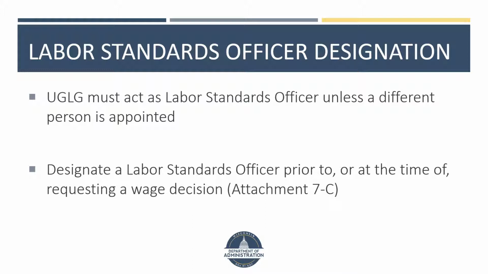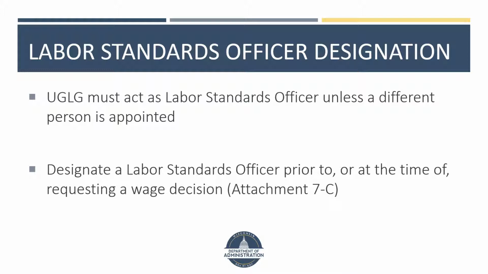If a labor standards officer is not designated, the UGLUG must serve in that capacity by default, and the responsible individual in that capacity would be the chief elected official. Unless your chief elected official is willing and able to complete these responsibilities, please formally designate a different person to serve as a labor standards officer.